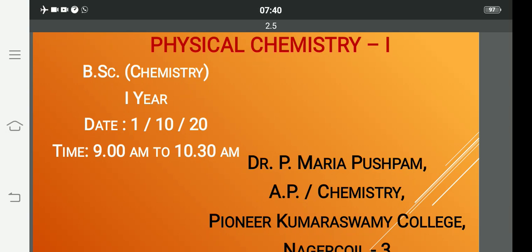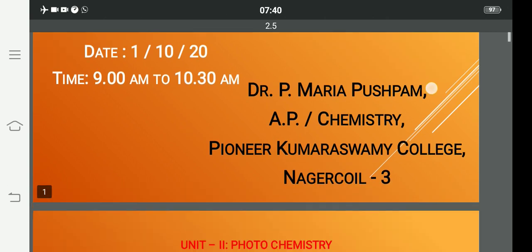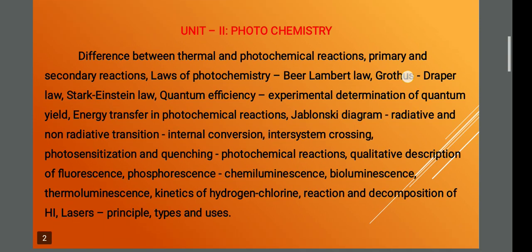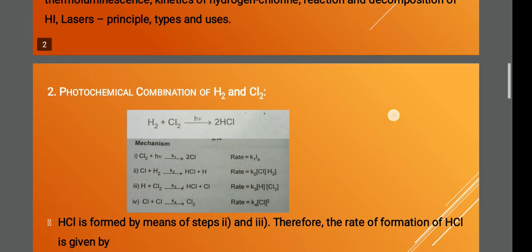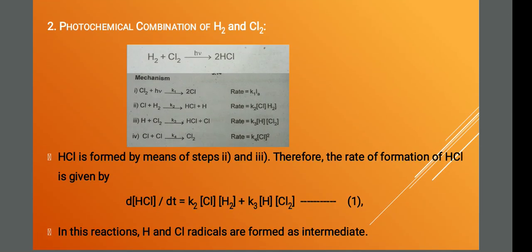This is Maria Pushpam, and for today's class we are going to see about the photochemical combination of hydrogen and chlorine. Photochemical combination of hydrogen and chlorine, and this is a reaction mark. So hydrogen plus chlorine gives you 2HCl in presence of light, and the mechanism involves 4 steps.